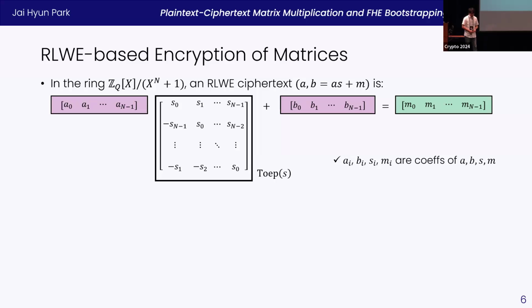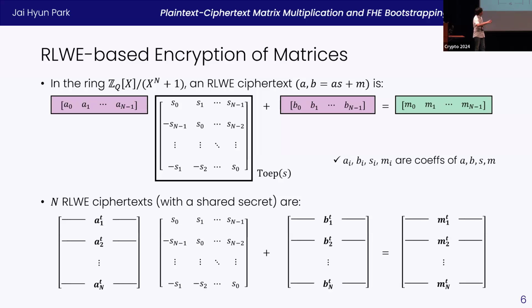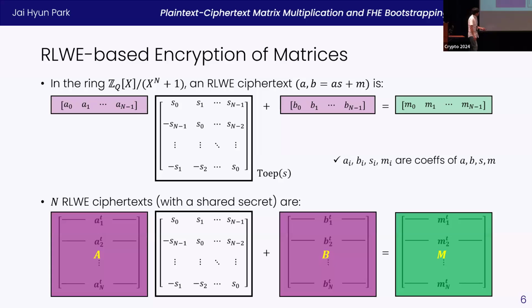This is an equivalence, which means that if you have a ring algebra ciphertext, then you can write it as this linear equation. And conversely, if you have a linear equation like this, then you can construct a ring algebra ciphertext from it. And if you have multiple ciphertexts with a shared secret, then you can stack this linear equation vertically to achieve something like this. So this means that if you want to encrypt a matrix, then you can stack these vertically, and that is related to a structured matrix equation. So this is our key observation, and this is the starting point of the reduction.